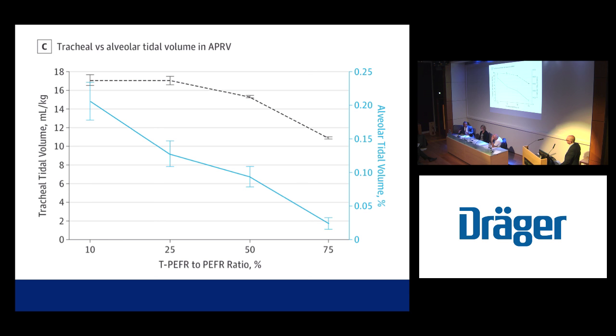When we look at APRV, this is APRV set incorrectly down here. This is how long the release time is allowed to extend, with a peak expiratory flow termination of 10%. So this is almost going to zero, so your expiratory flow is almost going all the way to zero. At 75%, you're not letting it go; it's very brief. So longer time, shorter time. And you can see that when we compare whole lung tidal volume to alveolar tidal volume, the alveolar volume in APRV is actually very low.